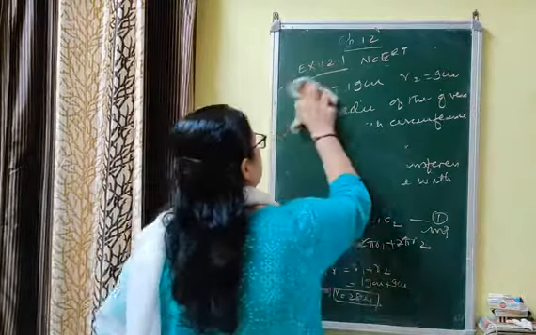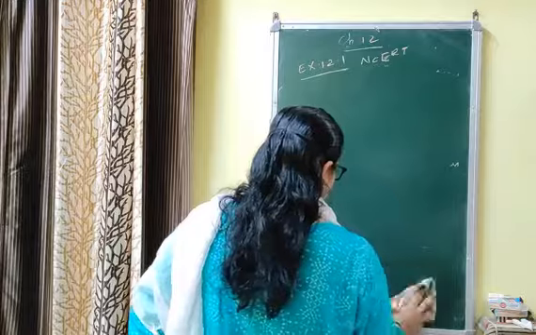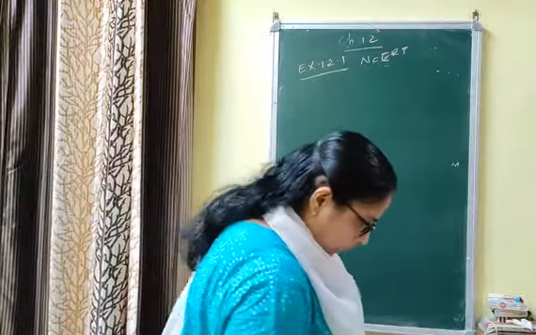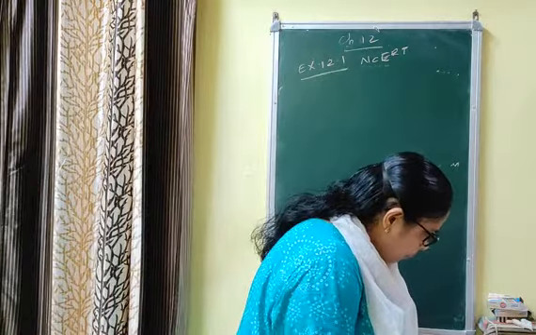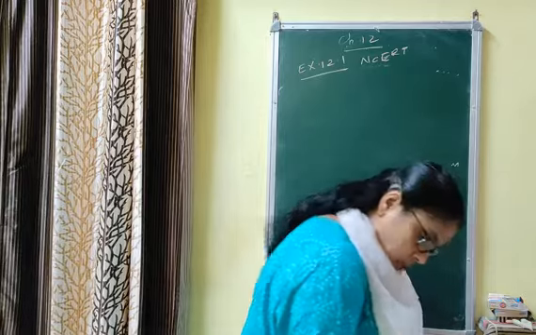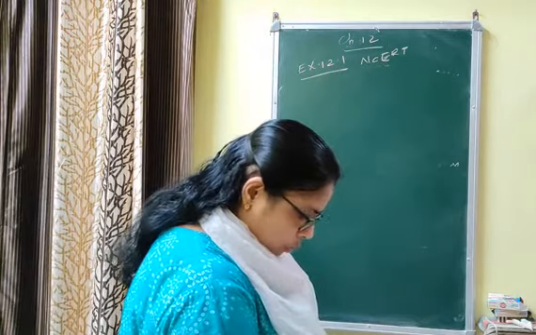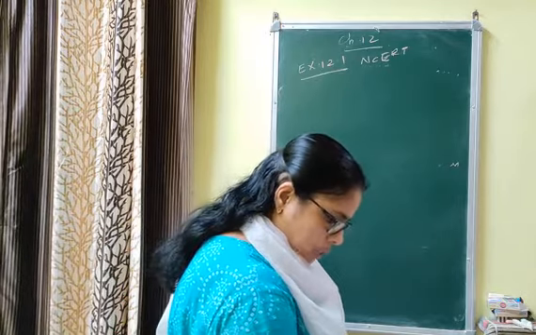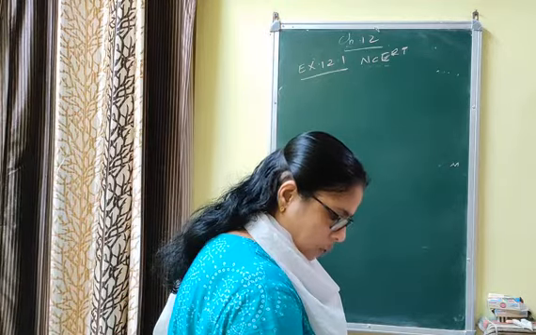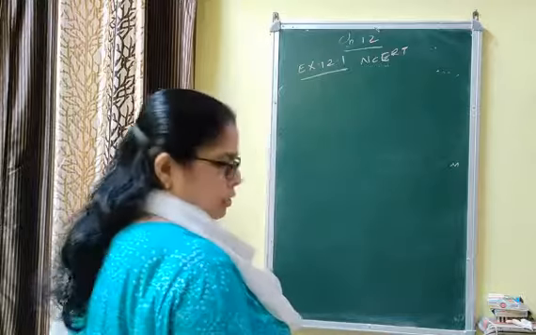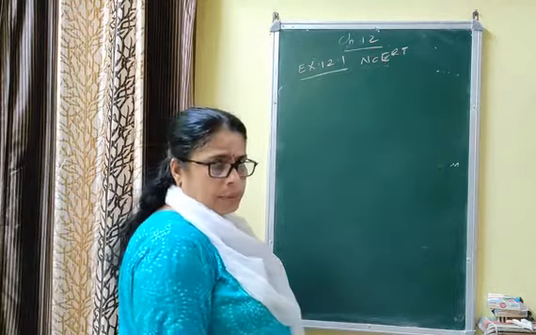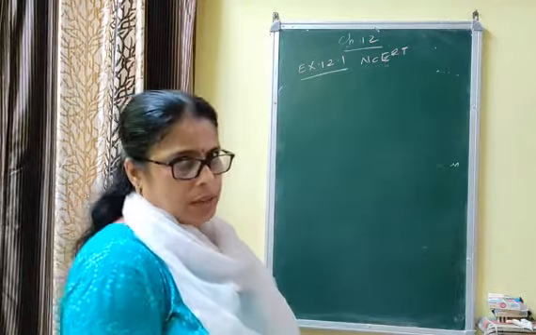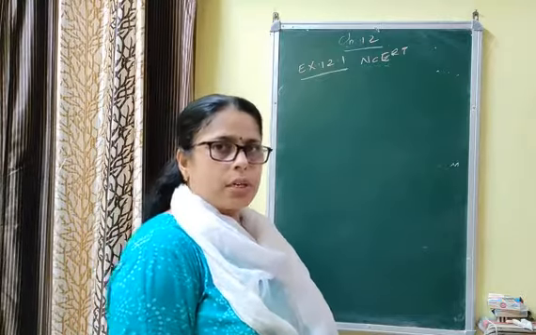Now second question. Second question I am reading. The radii of two circles are 8 centimeter and 6 centimeter respectively. Find the radius of the circle having area equal to the sum of the areas of the two circles. In this question, area is given. Sum of the areas is given. In the previous question, sum of the circumferences was given.